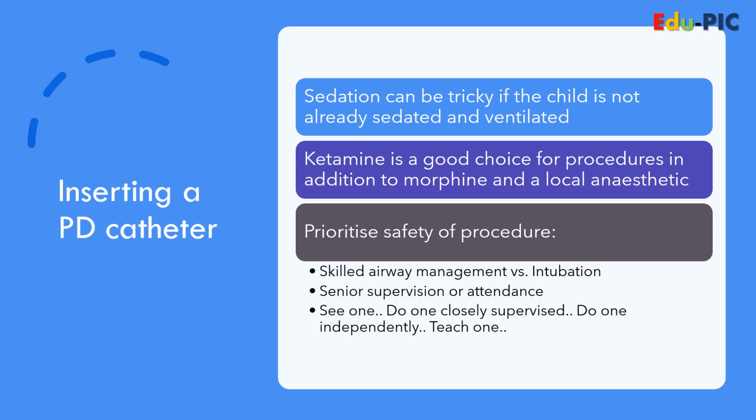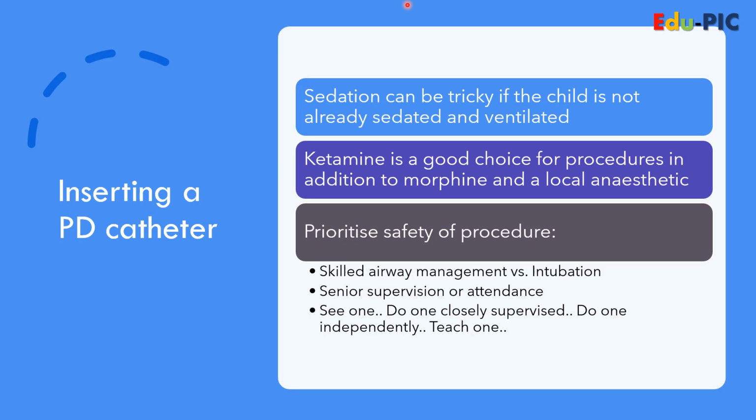What else? Well, you also need to think about pain management and sedation, because you can't put a PD catheter safely in a child that is kicking and panicking and not really managing to stay still. But you need to remember that if the child is not intubated and ventilated, that can be tricky. Possibly for procedural input, ketamine is a very good choice.